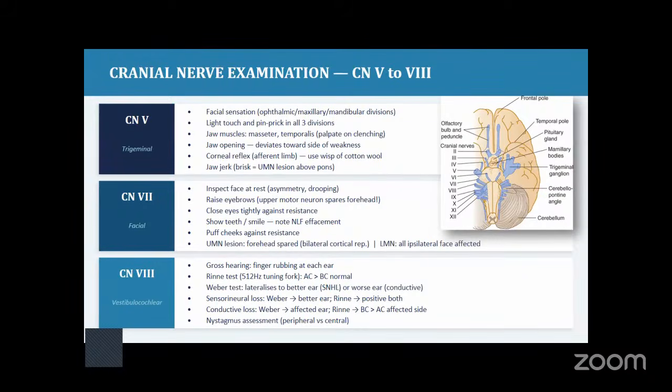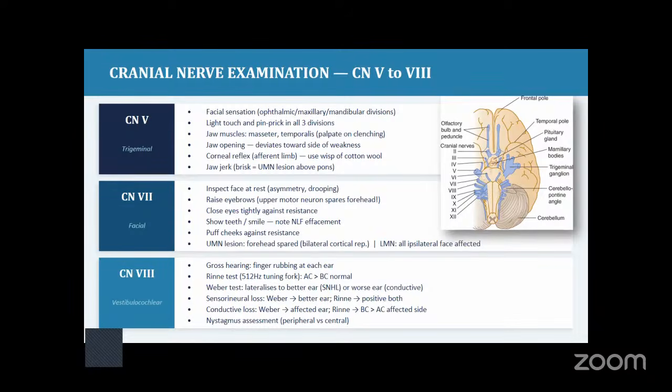Cranial nerve 5 has a motor and sensory aspect. So we will do the three positions for sensory exam. So that is ophthalmic, maxillary, and mandibular divisions. Of course, we'll assess all components of a sensory exam, light touch, pinprick in all three divisions. Then for motor, you will palpate the masseter and temporalis after telling the patient to clench. You can also ask the patient to open their mouth and observe the deviation of the jaw.